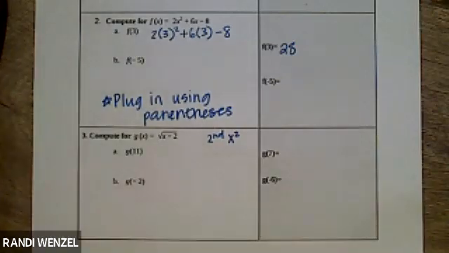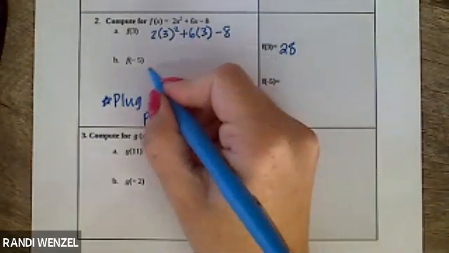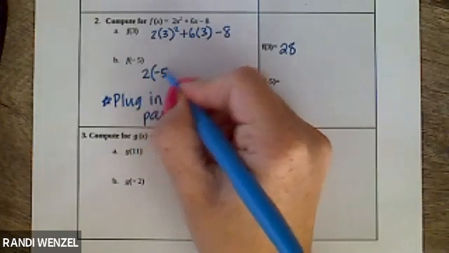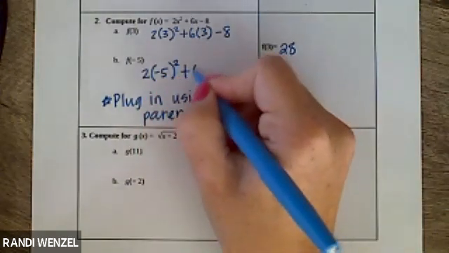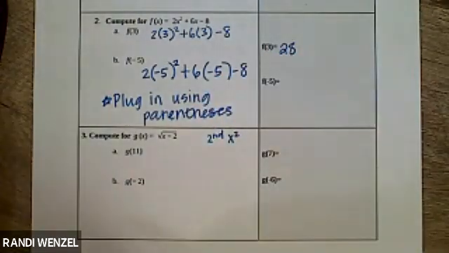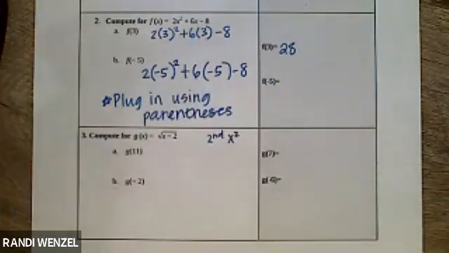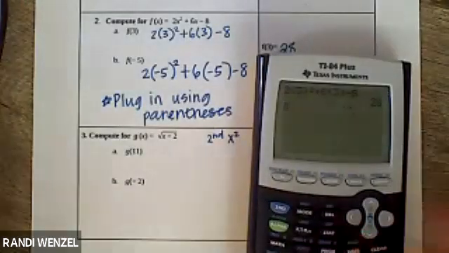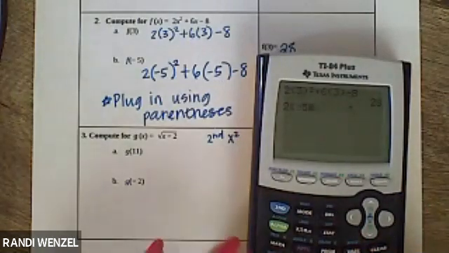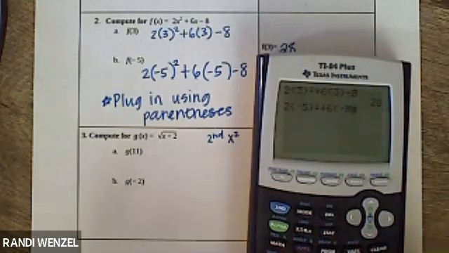Okay, let's go over these. On this one, we're plugging in a negative. So it's very, very important that when you plug in, you're using that parentheses. If you don't, you could get the wrong answer. This is a negative 5 we're plugging in. So 2, and then negative 5 is in the parentheses for both x's. So you're typing in essentially the same thing, but instead of a 3, we're plugging in a negative 5. So 2 times negative 5 squared plus 6 times negative 5 minus 8.